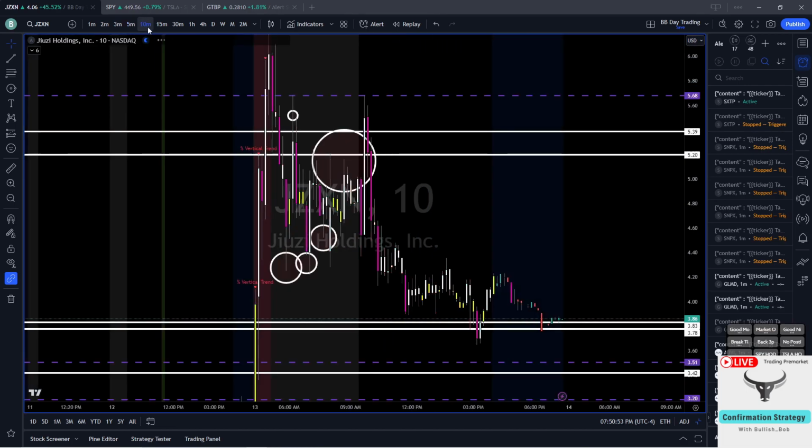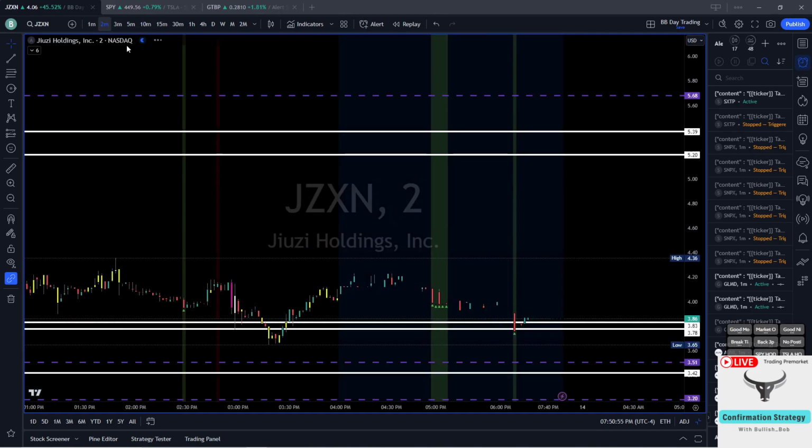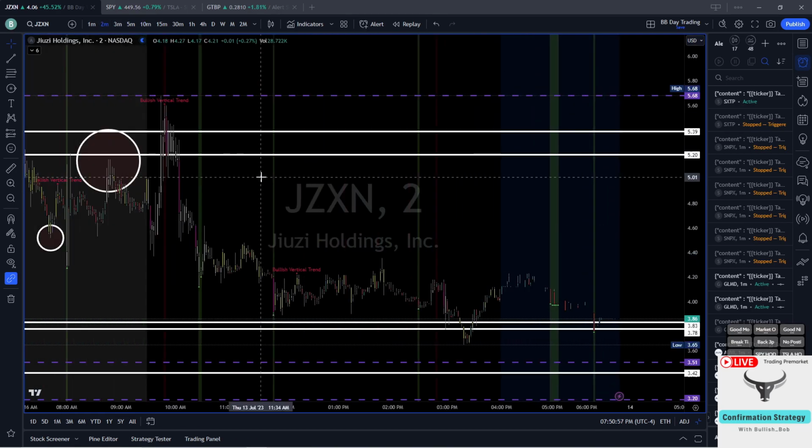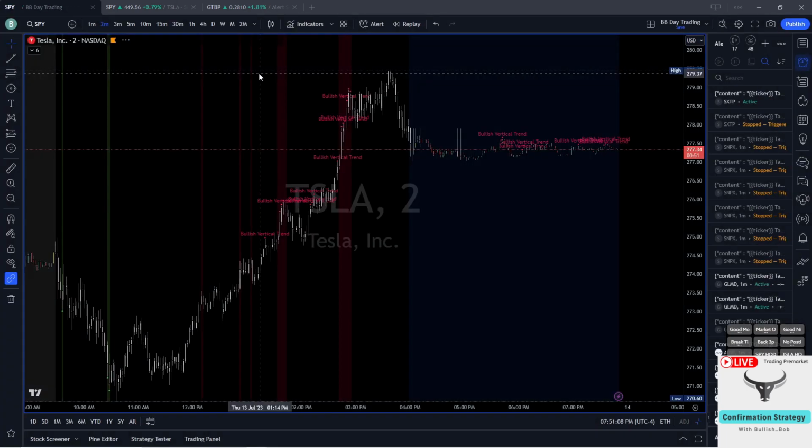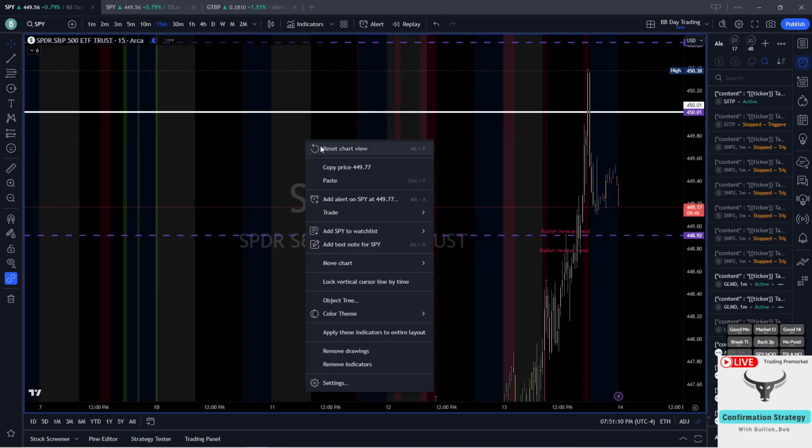Try it on different time frames. You'll see different results. Really find the time frame that you prefer, that you think is going to be most accurate for you. Maybe you like the 2 minute, 3 minute, 5 minute. Let me know in Discord. And again, if you're trading Tesla, it will work. SPY, even if you're trading SPY, you can use this indicator on SPY as well.